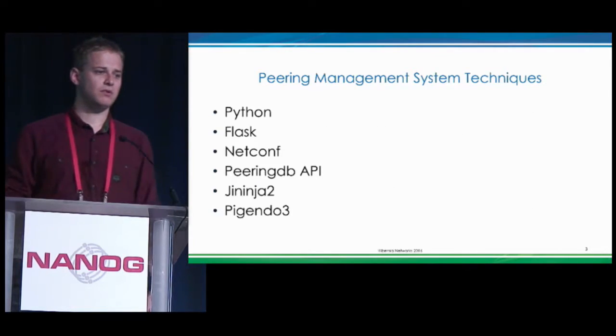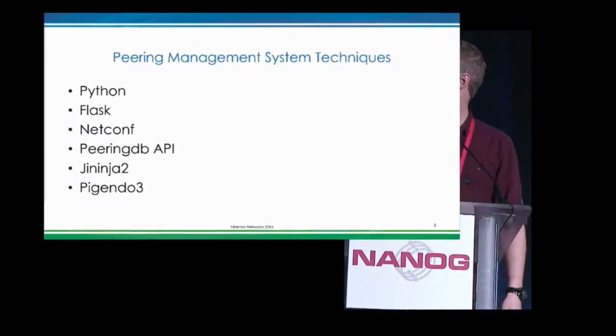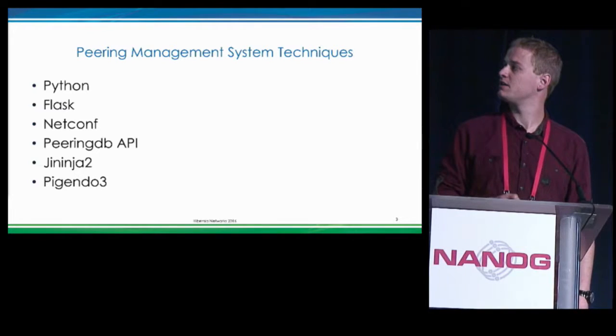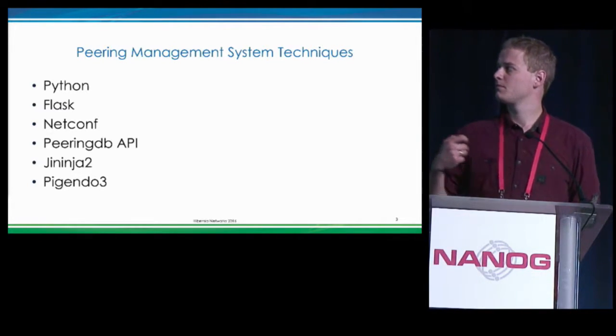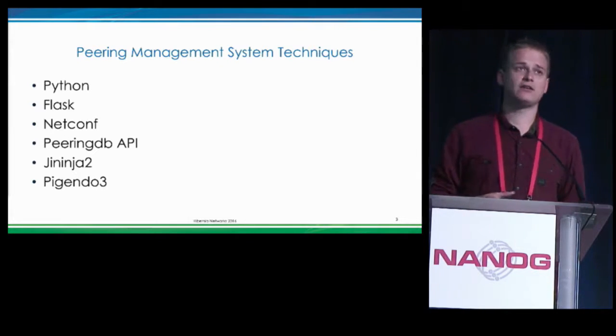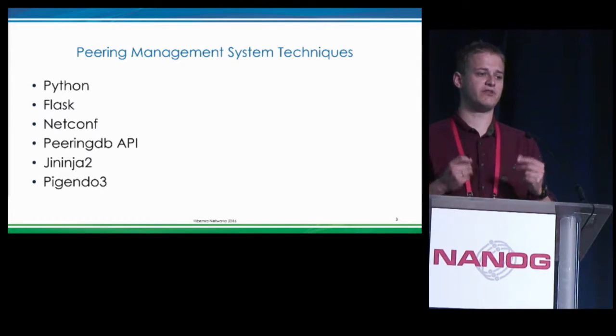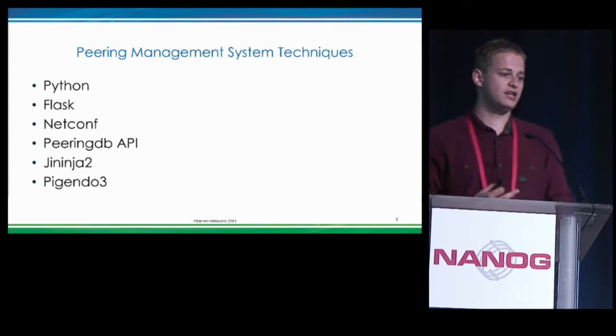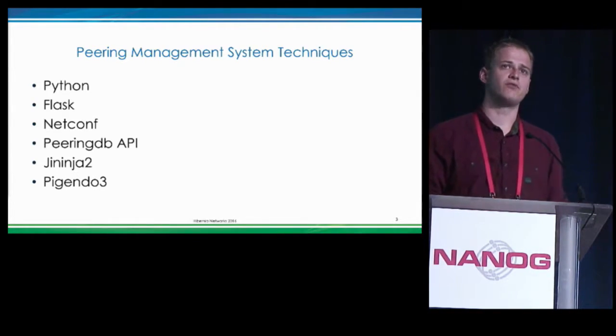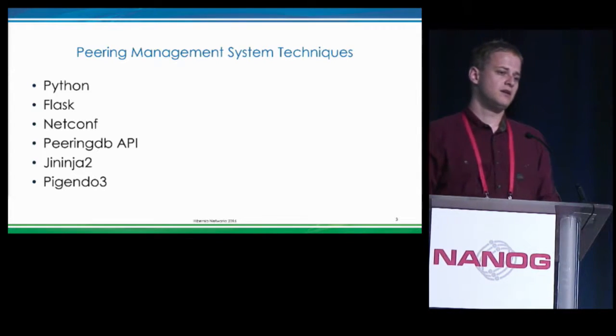So how did we build this? We use a lot of Python. We use Flask as a web framework, netconf to pull the configuration from the router, and then we rely heavily on the PeeringDB API. Jinja for templating and Pycenter 3 for templates.